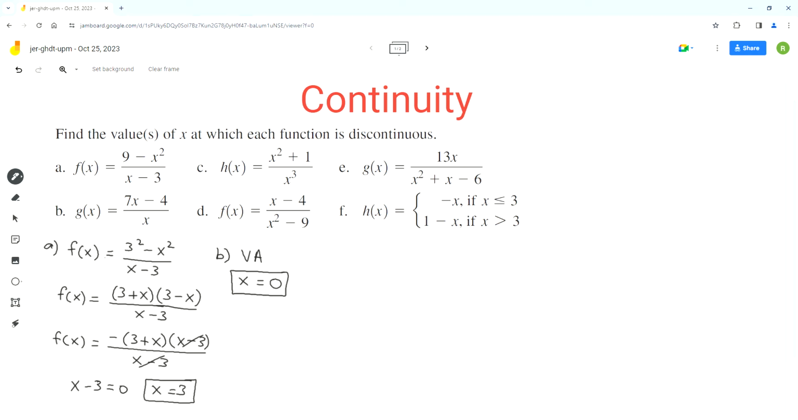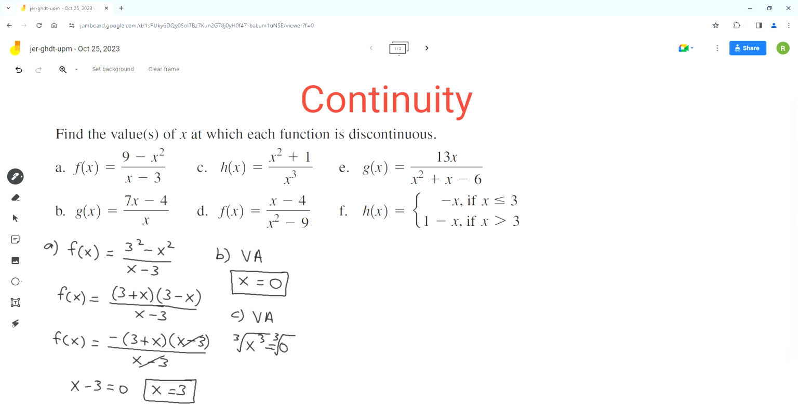Now we can analyze part C. Part C is another rational function. We cannot factor this expression in the numerator or the denominator. So in this case, there is a vertical asymptote. For that, we'll set the denominator equal to 0. So we say x cubed equals 0. Now we can solve for x by applying cube root to both sides.